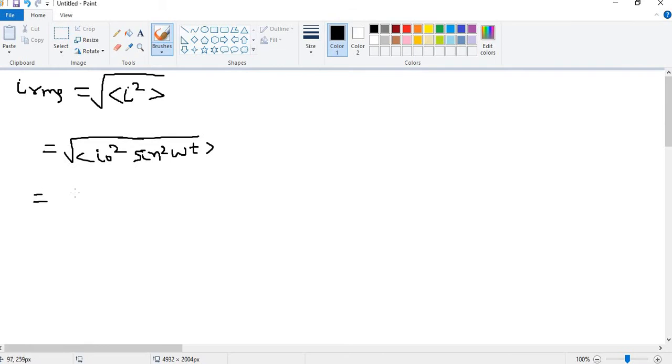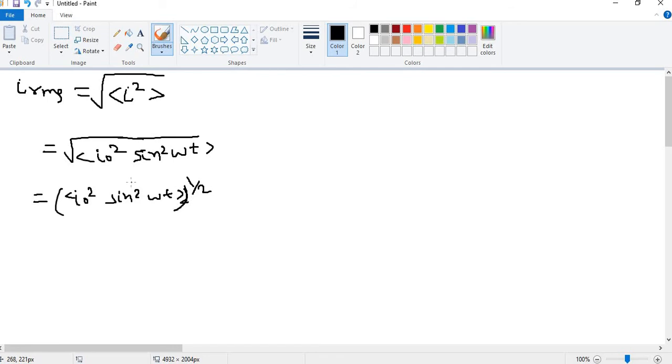Now what will we do? One more thing: we will escape the root. If we remove the root, then it will have a power of half. So we will write I naught sine square omega t, and to the whole we have a power of half, because we are removing the root. This much is clear.